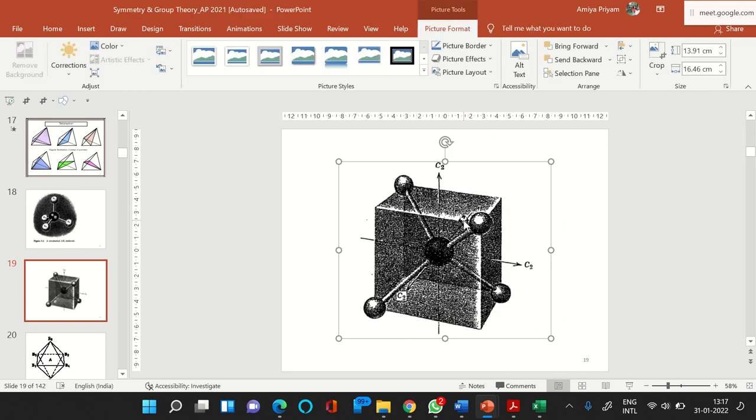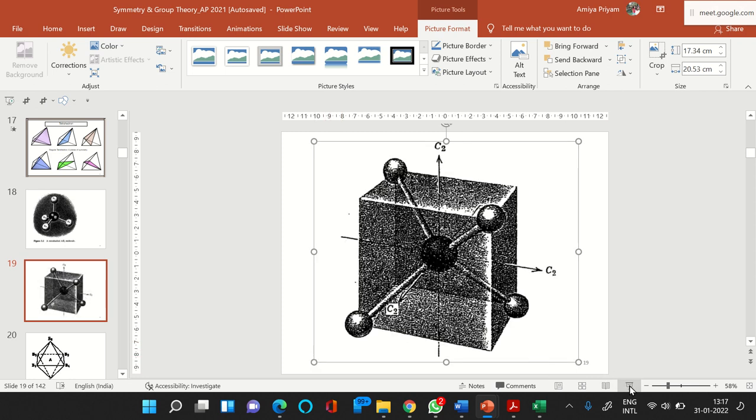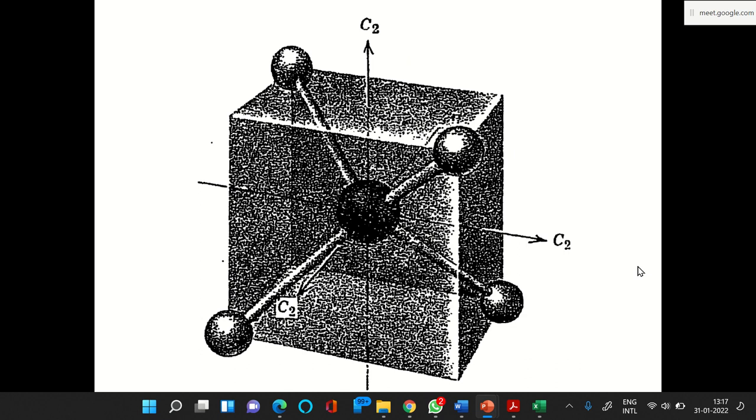So another important point about the C2 axis in tetrahedron geometry. See this, you see it is a cube, and a tetrahedron is inscribed in a cube. Tetrahedron within a cube, inscribed in a cube, or you can say you can derive a tetrahedron from a cube.